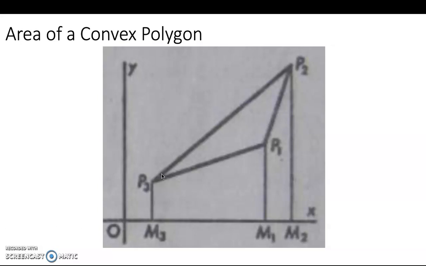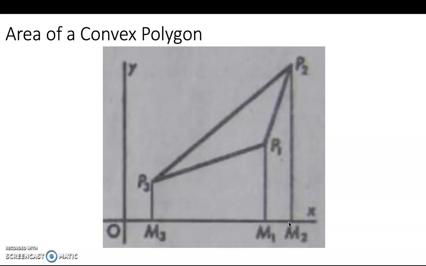As we can see in this figure, we create a line parallel to y and draw some segments from P3 down to the x-axis, P1 down to the x-axis, and P2 down to the x-axis. The other endpoints on the x-axis would be named M3, M1, and M2.